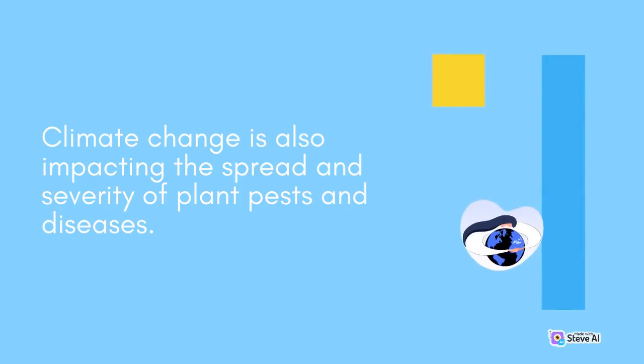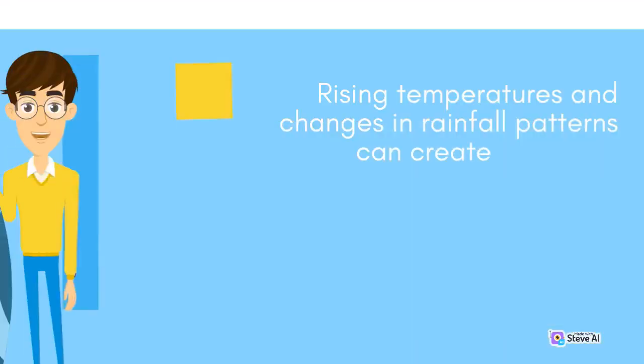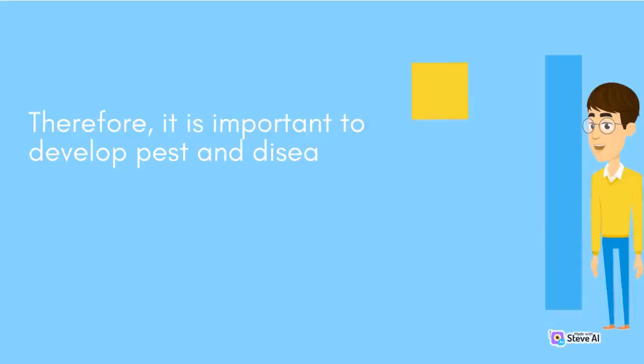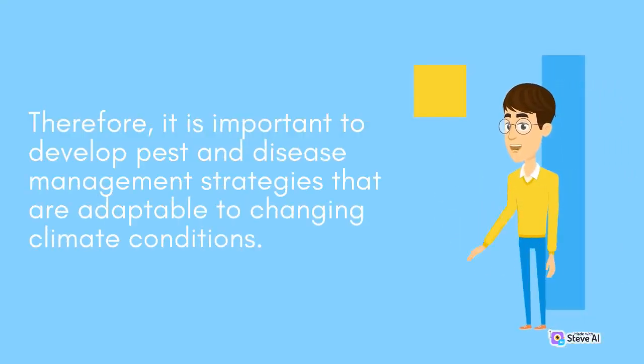Climate change is also impacting the spread and severity of plant pests and diseases. Rising temperatures and changes in rainfall patterns can create favorable conditions for pests and diseases to thrive, leading to increased damage and losses for farmers. Therefore, it is important to develop pest and disease management strategies that are adaptable to changing climate conditions.